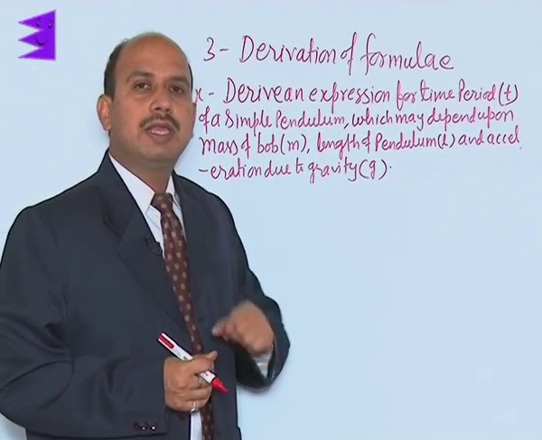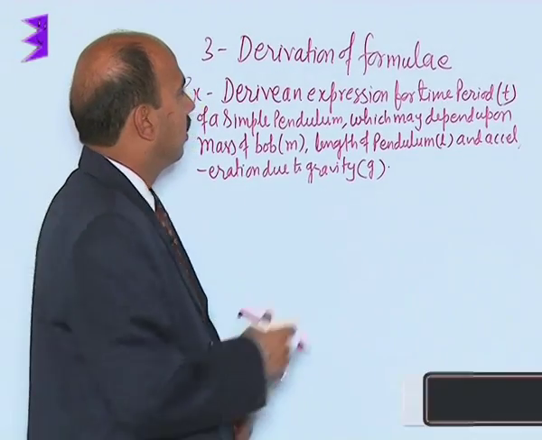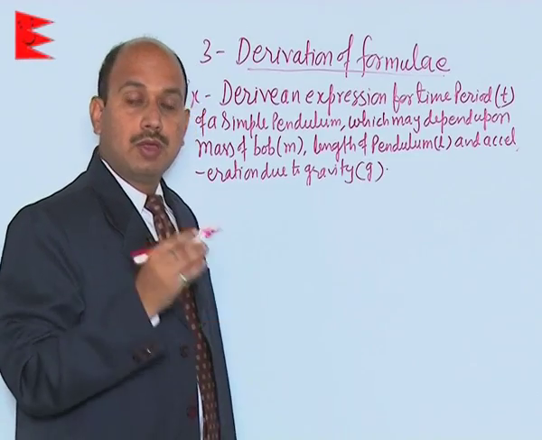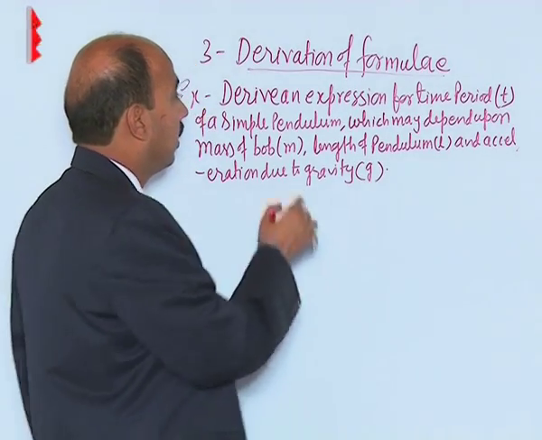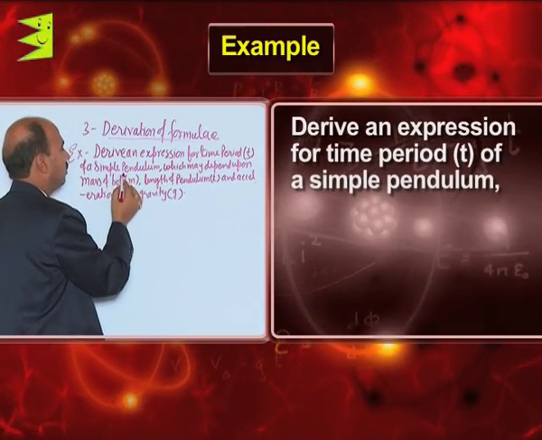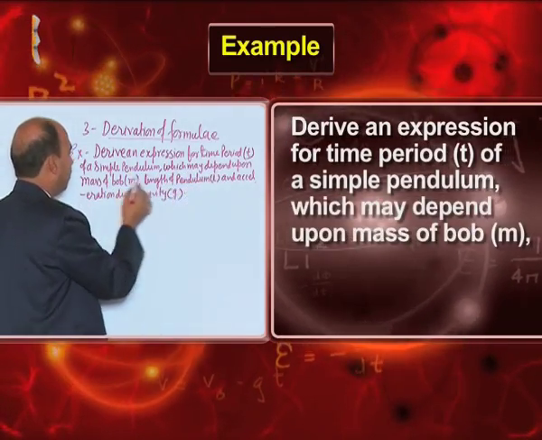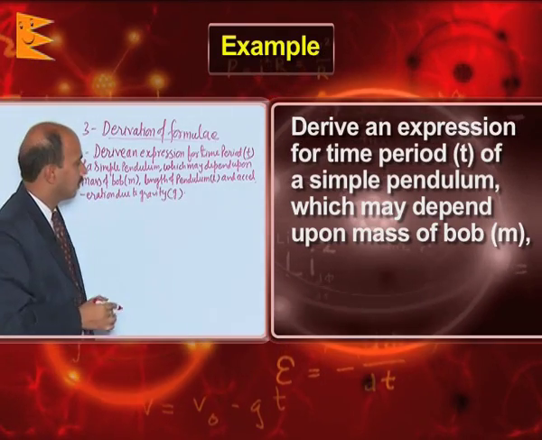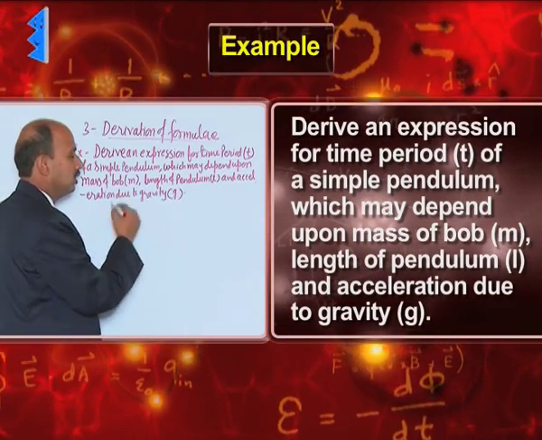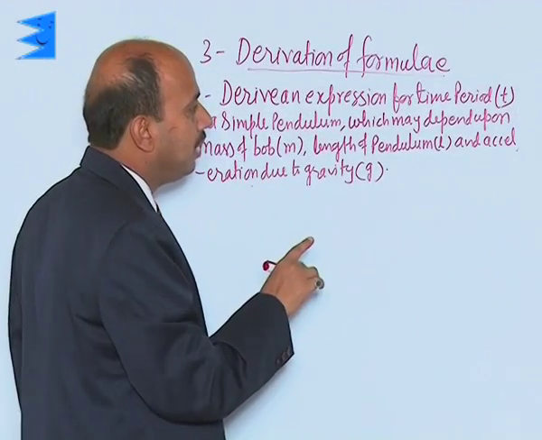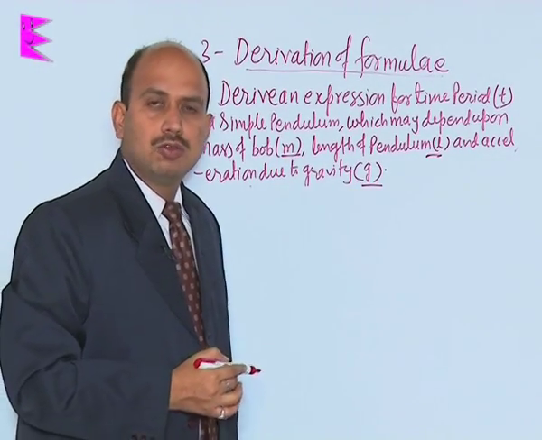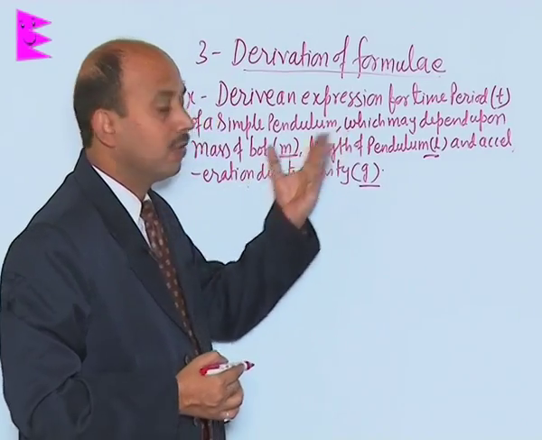Now, see, this is the third application of dimensional equations. First, this is the derivation of formulae. You have to derive the formula. Take the example: derive an expression for the time period T of a simple pendulum, which may depend upon the mass of the bob m, length of the pendulum L and acceleration due to gravity g. We know the time period may depend upon mass, length and g. So, we have to derive the formula for the time period.